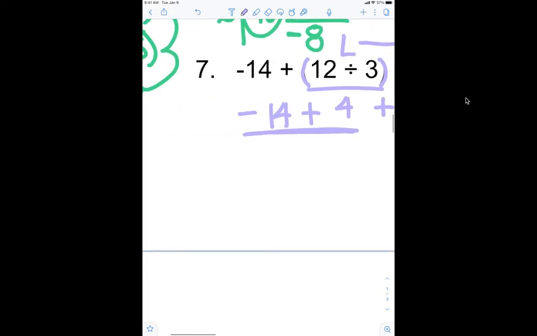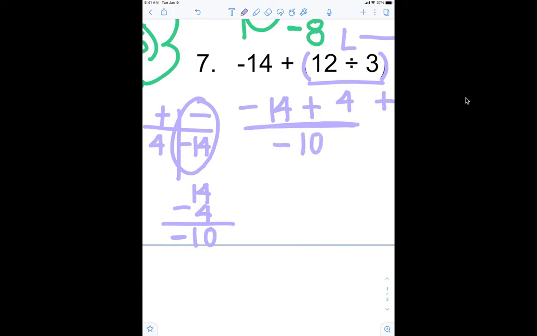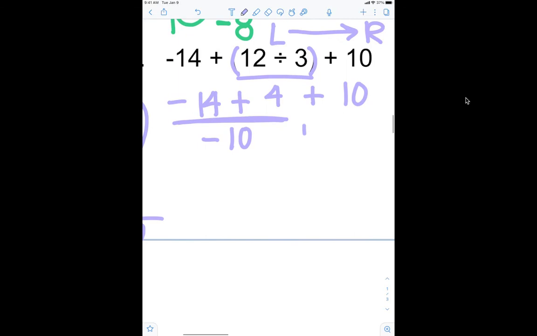-14 plus 4. Well, 14 obviously wins, so I take 14 and subtract 4, and I get 10. And it was on team negative, so it's negative 10. I'm going to write that down here. And then I'm copying down my positive 10. Okay, I have negative 10, and I add 10. So that's like saying I owe somebody $10, and then they give me $10. So it's really going to cancel out, and I'm going to get 0, because 10 minus 10 is 0.